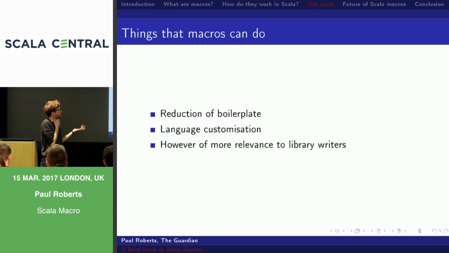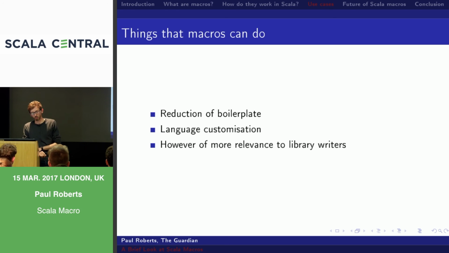But now that we've actually worked out how to use them, what are they useful for? One of the key use cases, I think, is reduction of boilerplate. Probably we all know or think that Scala is a lot better than, say, Java at reducing boilerplate. But there are still situations where Scala can have a lot of boilerplate as well.